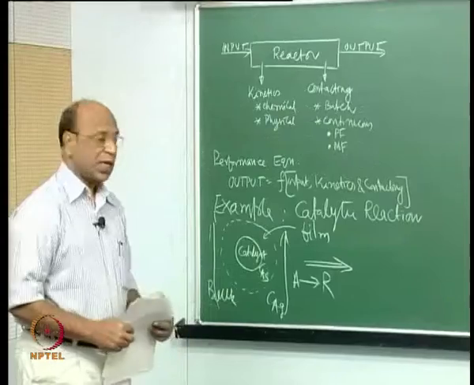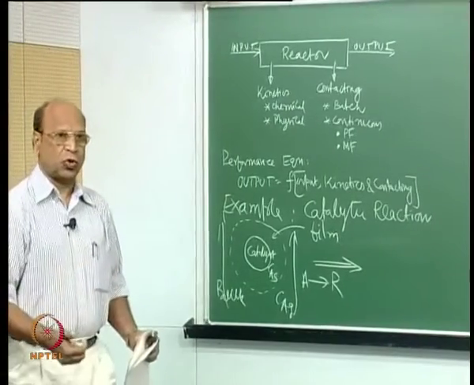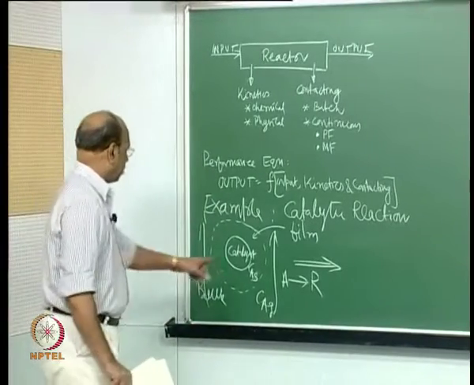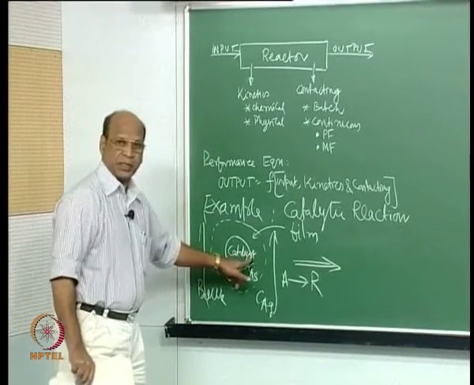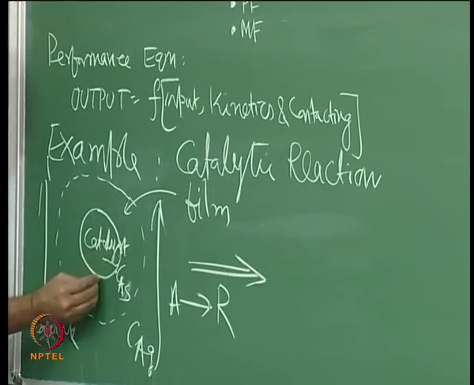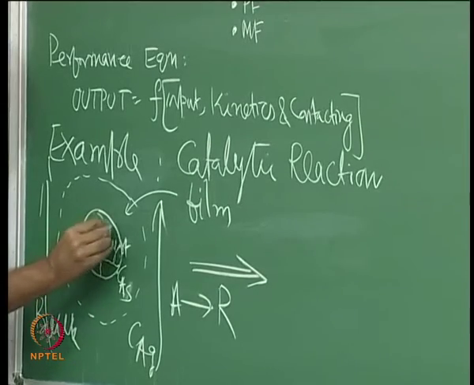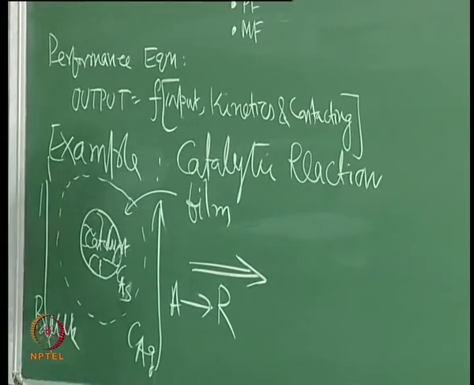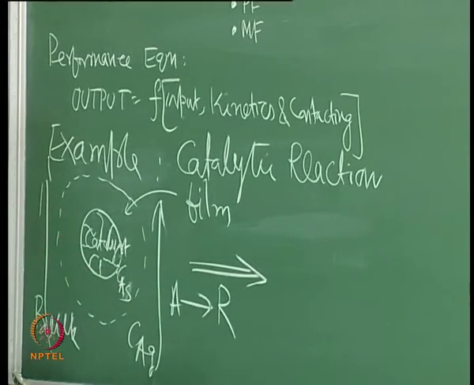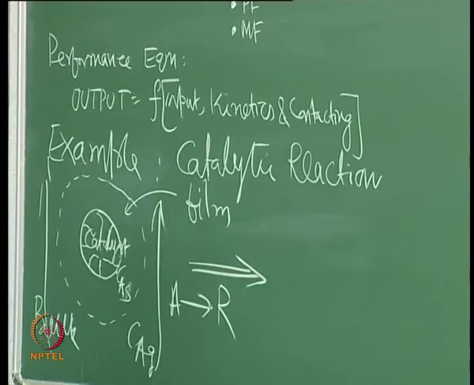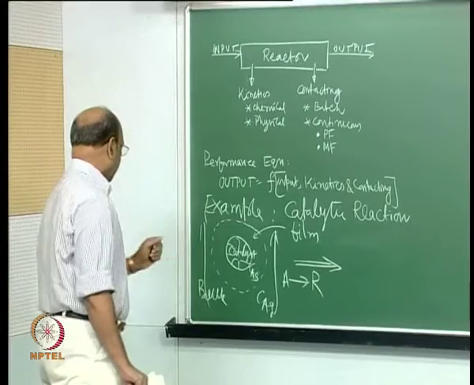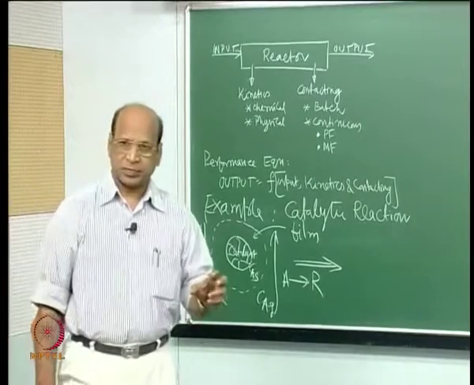So, this is the process, and from here it can even go inside the particle, right. So, now what are the steps? Yesterday also I have told you about the steps. Step 1 is mass transfer of A through the film to reach the surface, and step 2 is to go inside the pores. You may have pores like this inside the pores all around, and then during the movement of these molecules through the pores, they may get adsorbed on the surface. Then after getting adsorbed on the surface, the reaction takes place.